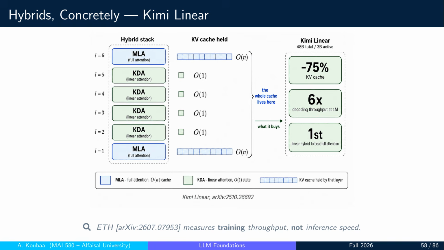Now, read the note at the bottom, because it is a lesson in reading benchmarks carefully. The measurement reported here is training throughput. It is not inference speed. Those are different numbers, and they can move in different directions. A design that trains faster may or may not serve faster. So when you compare architectures for your own project, first ask which quantity the figure measures. That is the same budget-aware thinking we will apply to context engineering next week.